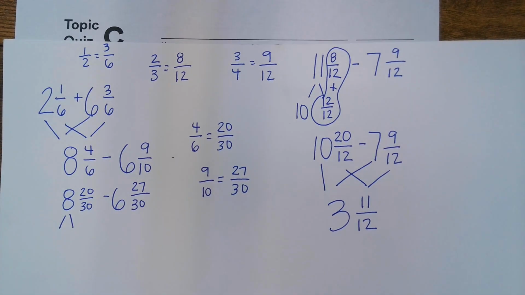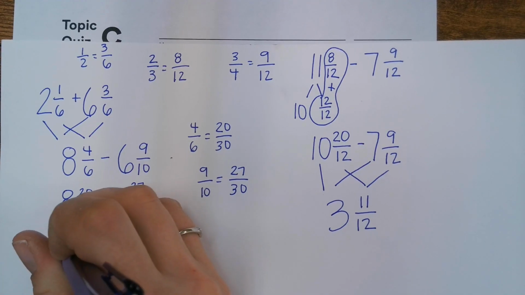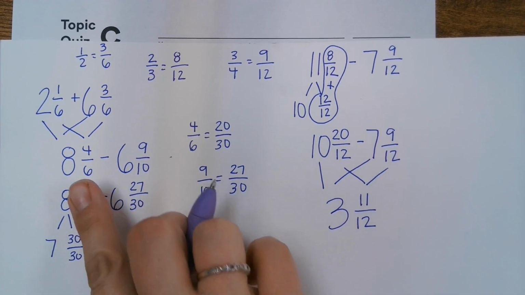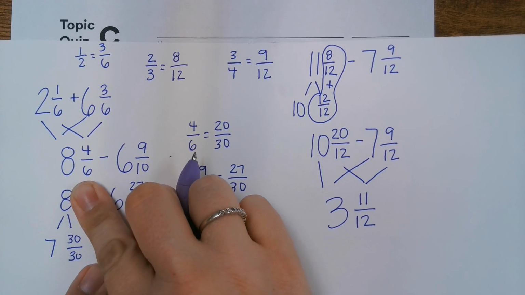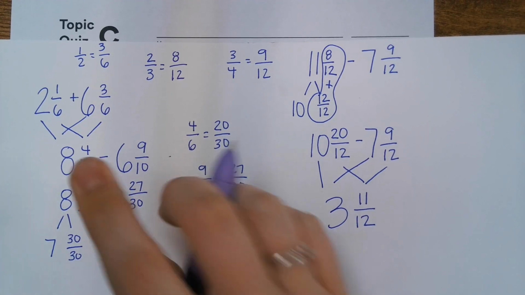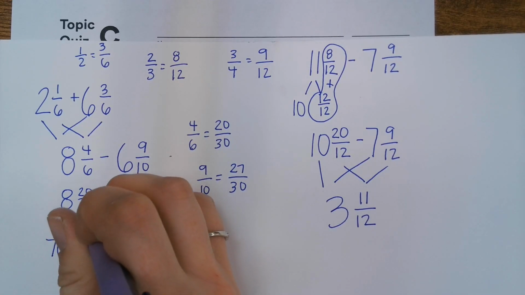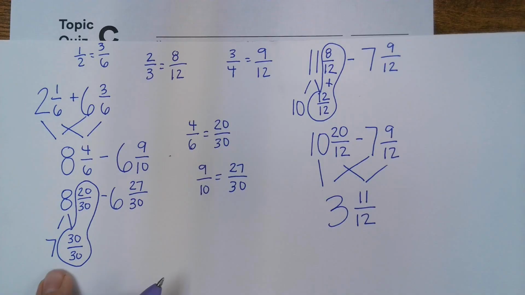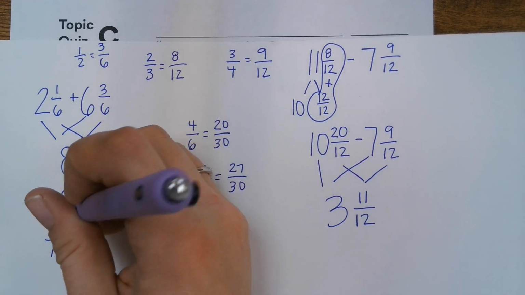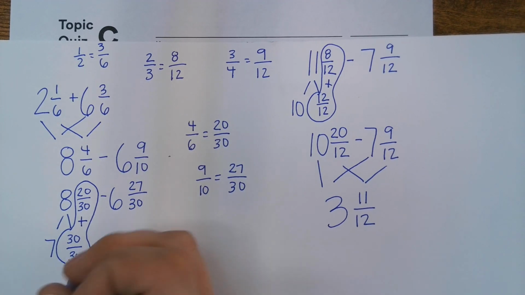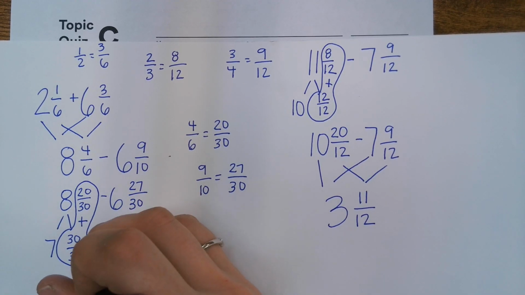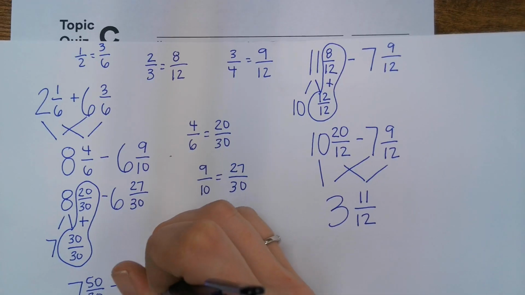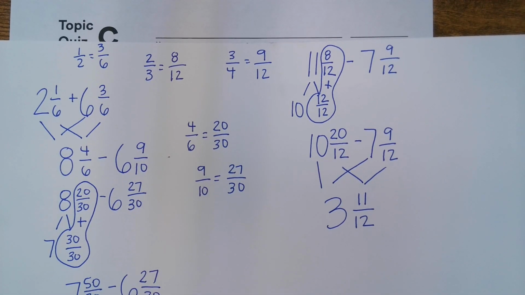So if I break my 8 down, 1 whole less than 8 is 7. The fraction I'm dealing with is 30. I know that 30 30ths make 1 whole. So I know that 7 and 30 30ths has the same value as 8. But now I've got that extra step, because really 8 and 20 30ths we're now saying is 7 and 30 30ths plus 20 30ths. So now I have 7 and 20 plus 30 is 50. 7 and 50 30ths minus 6 and 27 30ths.